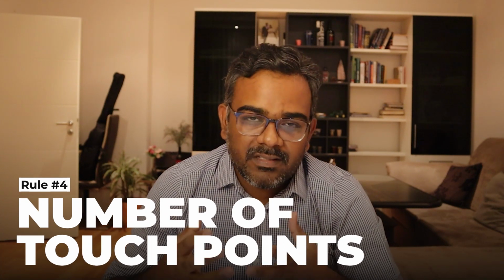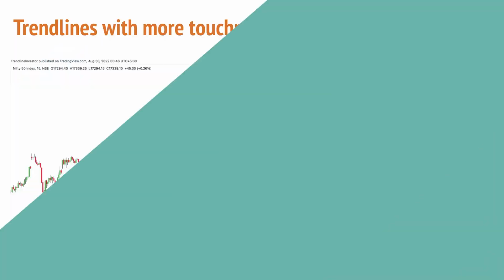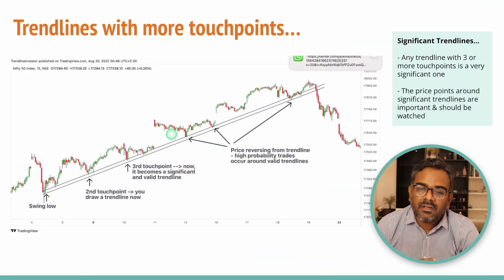Now remember, all these trend lines, all these rules are applicable to even a downtrend line. Okay, so all the rules we've discussed are also applicable to downward trend lines. So the next point that I want to discuss is the number of touch points. Now this is a very, very important rule, right? Because the more number of touch points, the more significant that trend line is going to be.